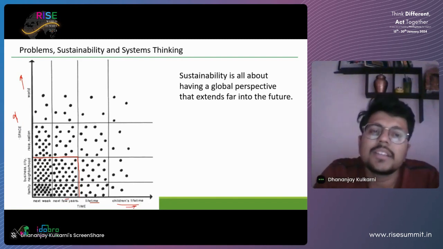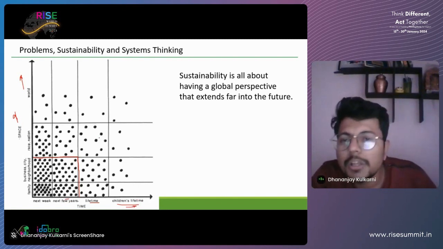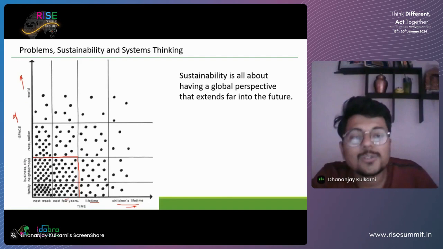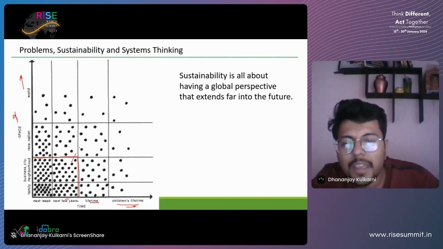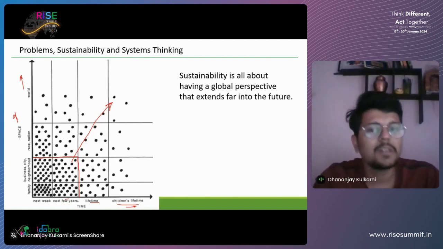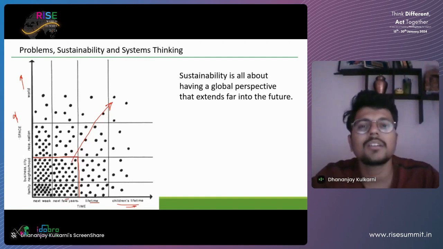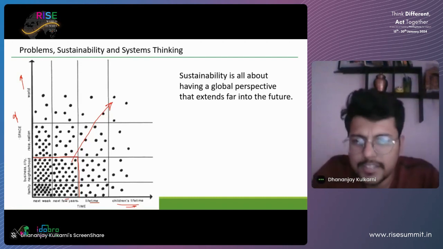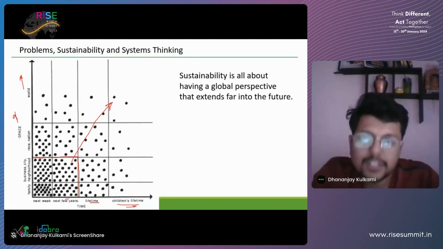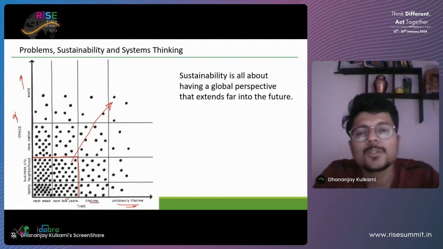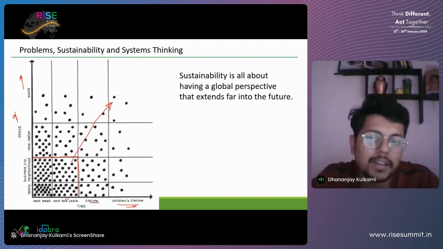So sustainability is nothing but having a global perspective. Expanding your boundary towards the world, which also extends into the future. So extending our concern for problems towards people who are living away from us. If we understand the entire world as a system, our actions might have negative repercussions on people whom we haven't met, right? They may be people living on some island. That's possible, but our actions can impact them as well.